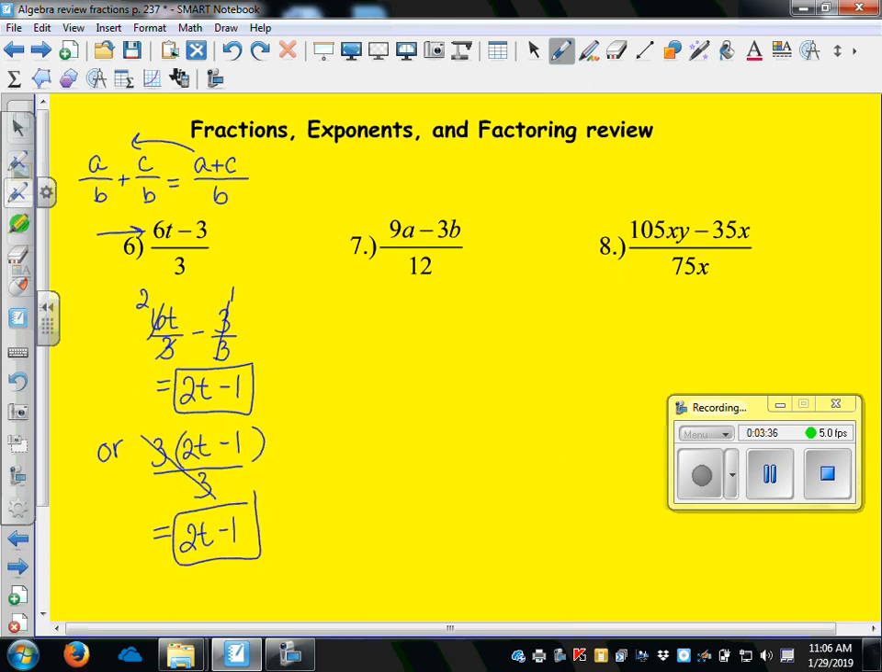Number 7, you can separate it into two fractions, or you can factor. I'm going to go ahead and factor this. I'm going to go ahead and take out the greatest common factor in the numerator, which is a 3. So then inside I have 3a minus b, and then I still have the 12 on the bottom. And of course the 3 on the outside and the 12 are both divisible by 3. So I have 3a minus b over 4.